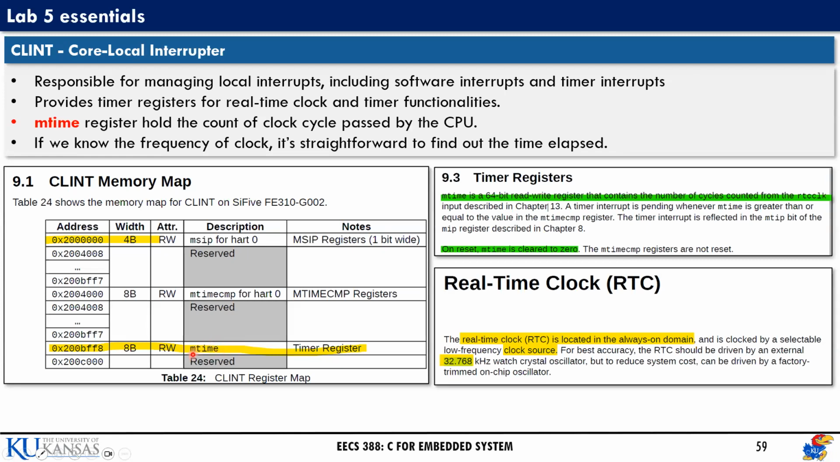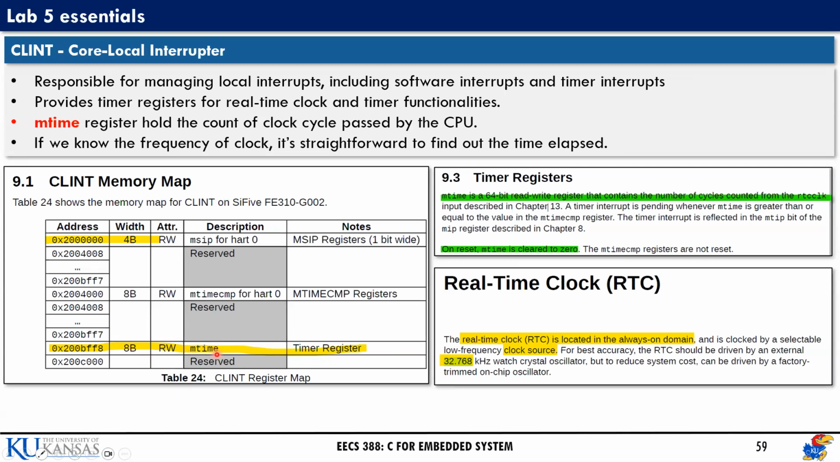If you observe, our mtime register is basically the timer register. So you already have an intuition that we can calculate time from that register. Usually we are comfortable seeing 4-byte wide registers, but this register is not 4 bytes. This register is 8 bytes. That means this is a 64-bit register.